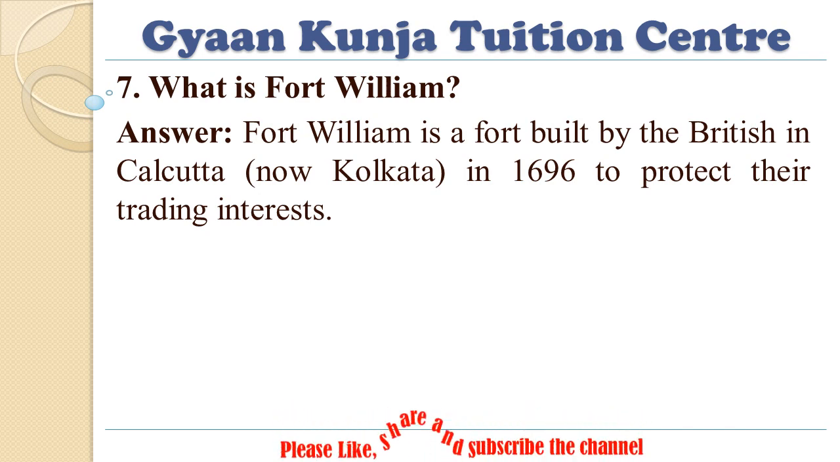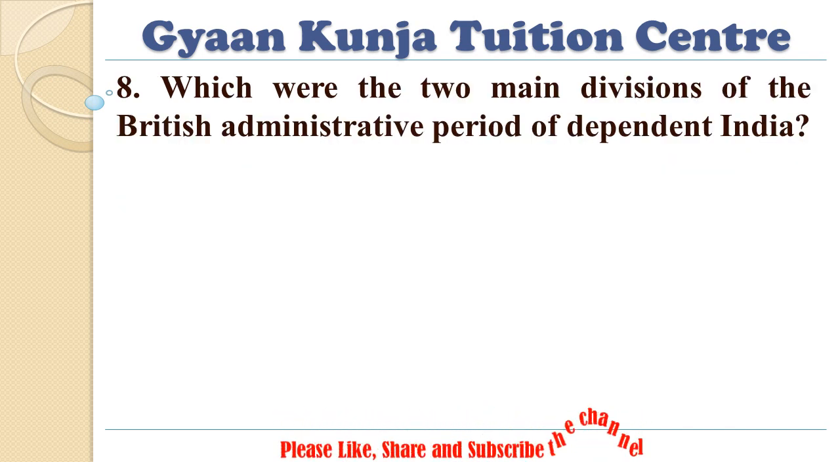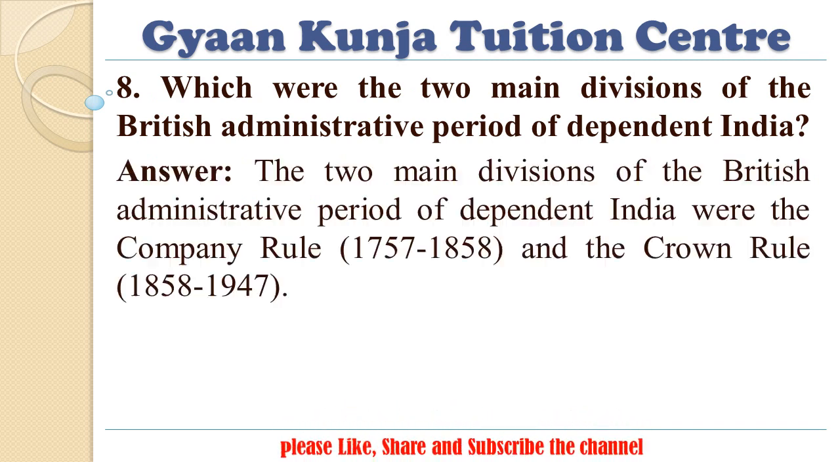8. Which were the 2 main divisions of the British administrative period of dependent India? Answer. The 2 main divisions of the British administrative period of dependent India were the Company Rule, 1757 to 1858, and the Crown Rule, 1858 to 1947.